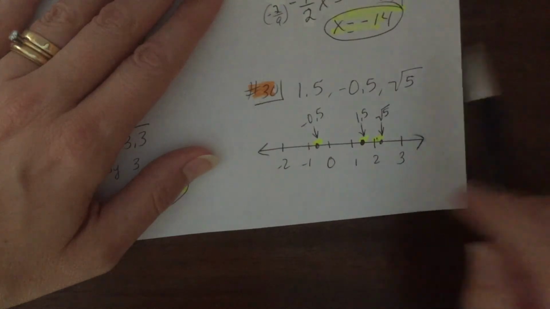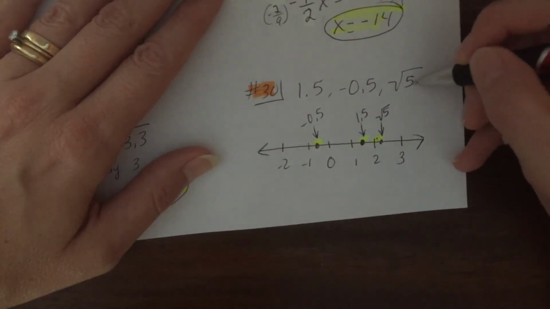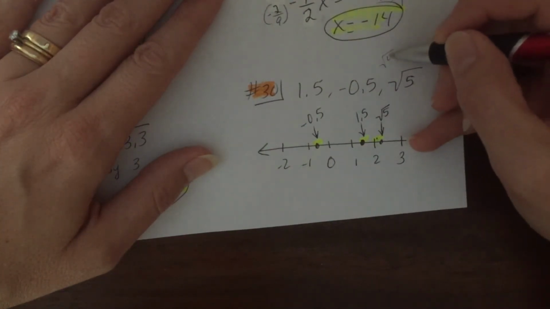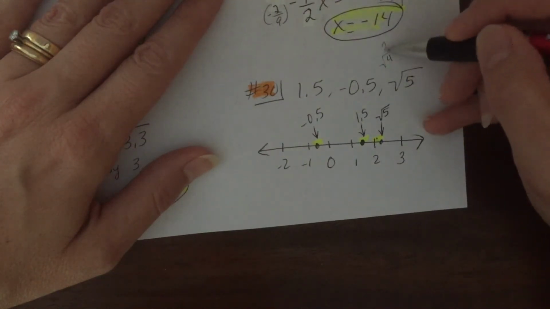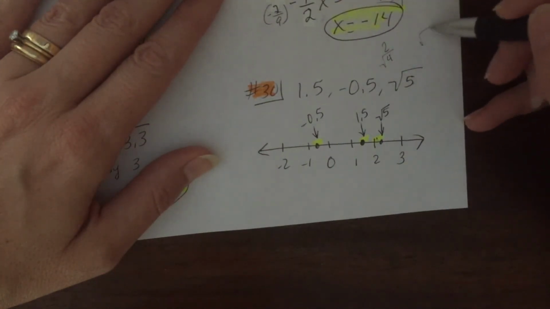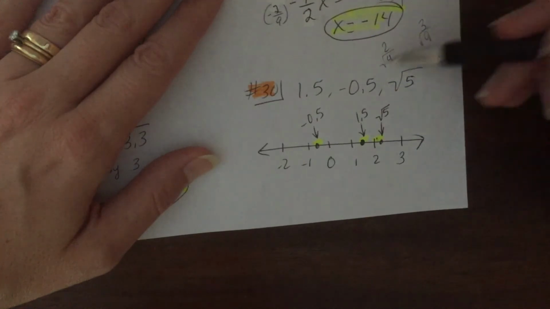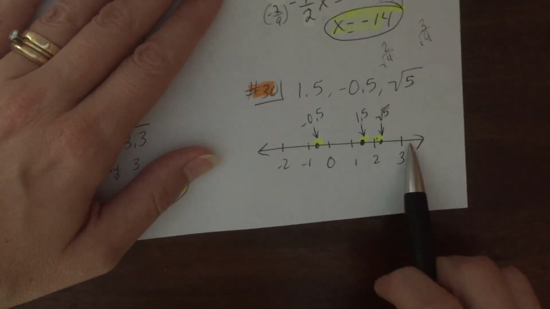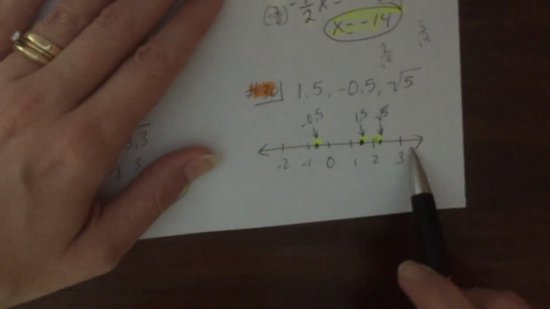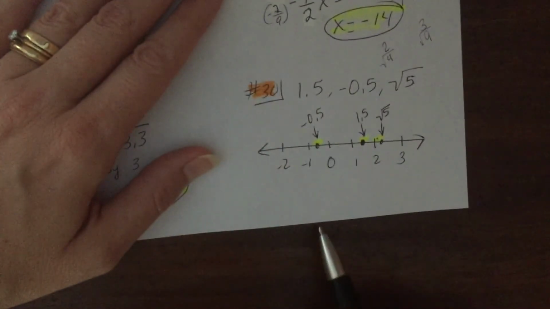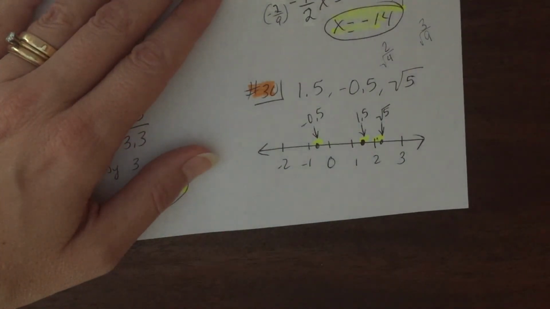Square root of 5. Well, this is not a perfect square. The closest one below it is 4. The square root of that is 2. The closest one above it is 9. The square root of that is 3. So it's got to be between 2 and 3. But 5 is definitely closer to 4, so it's going to be closer to 2 than it is to 3. So here I put radical 5.